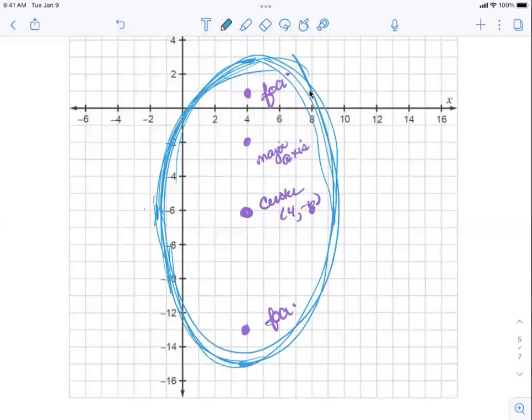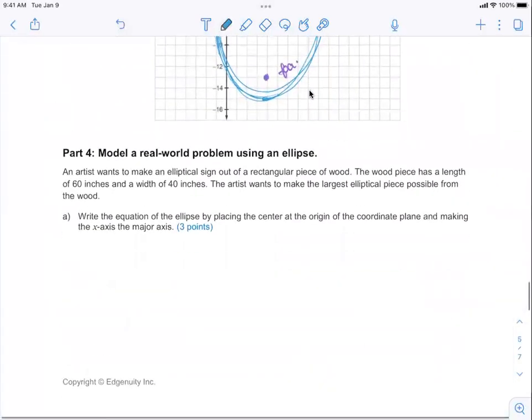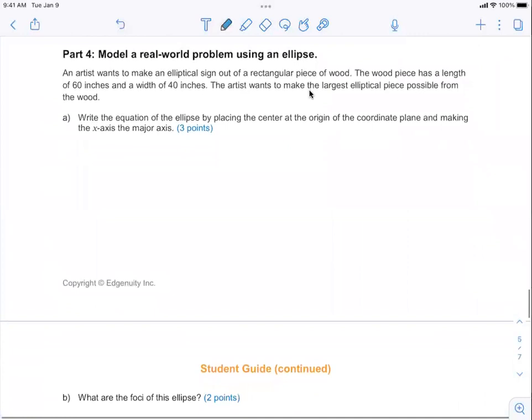All right, and model a real world problem. An artist wants to make an elliptical sign out of a rectangular piece of wood. The wood piece has a length of 60 inches and a width of 40 inches. The artist wants to make the largest elliptical piece possible from the wood. Write the equation of the ellipse, placing the center at the origin of the coordinate plane and making the x-axis the major axis. So here's the piece of wood.